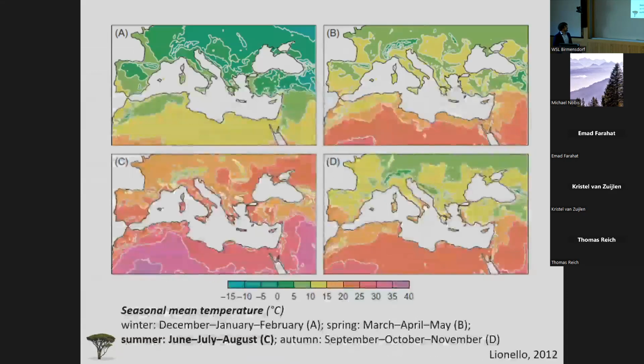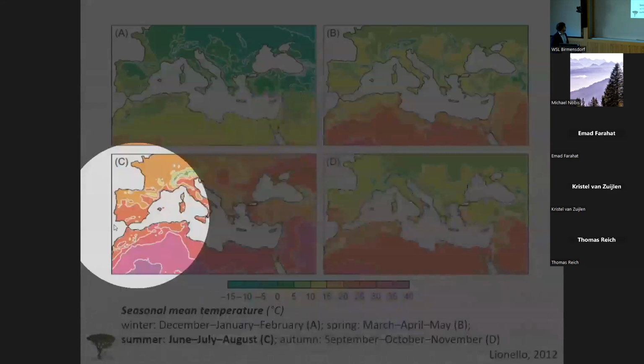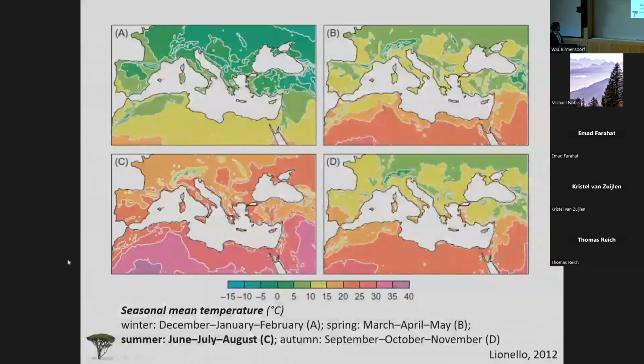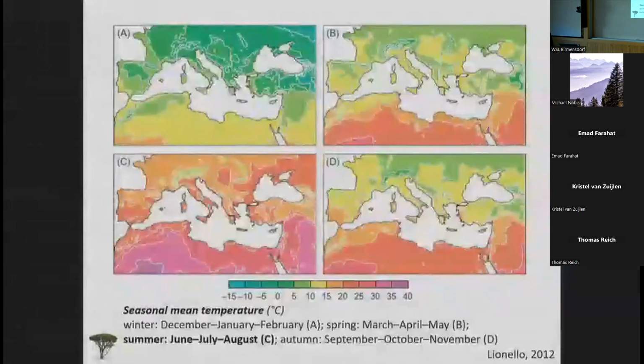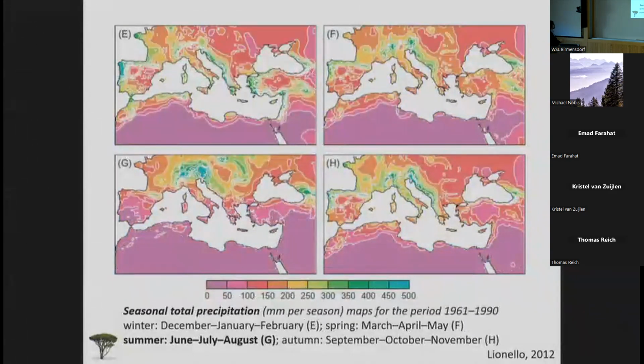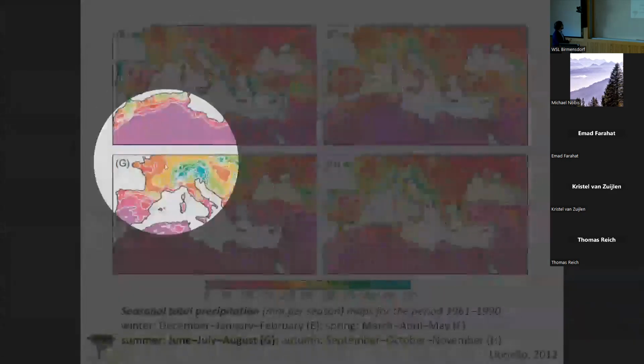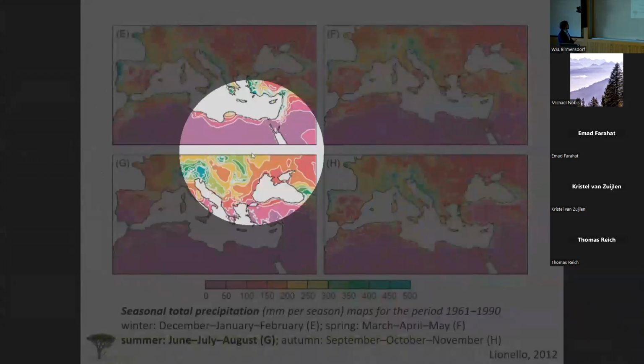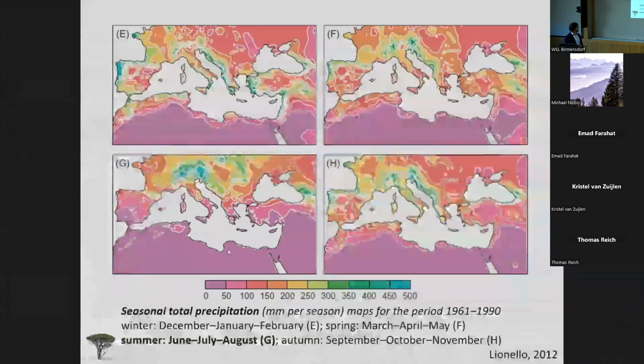The climate is definitely hot, especially if you look at panel C here, you can observe the fact that temperature can reach up to 30, 35 degrees, and there is a gradient from north to south. And the same applies also to precipitation, where you have a gradient from north to south in reducing precipitation.